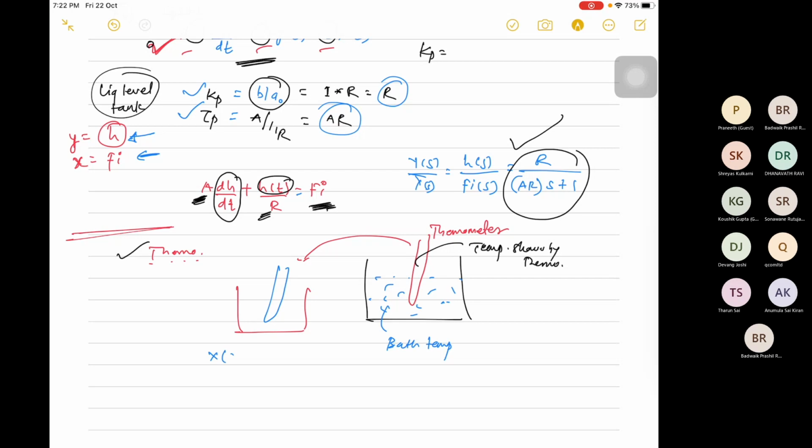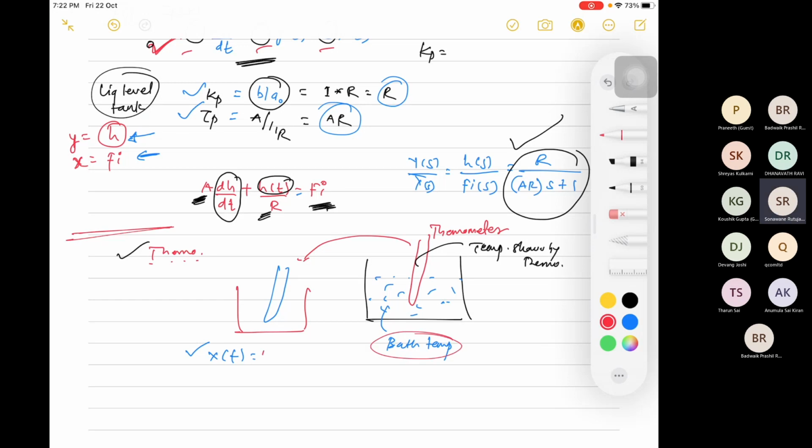So input is capital X of S. I am writing deviation, please consider. Okay, I am not writing X of T and all now. So it should be X of T, capital X of T. Sorry for that. X of T in capital form. What is this? It is bath temperature, because input is bath temperature. What you are changing? Bath temperature you are changing. And where you are going to see the change?